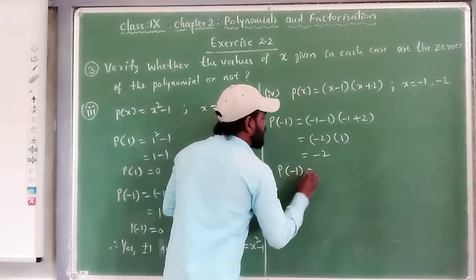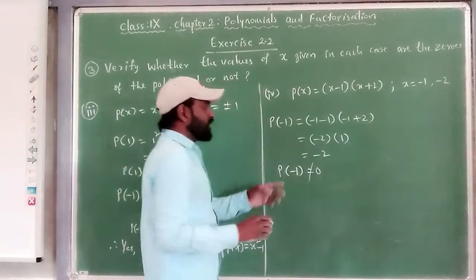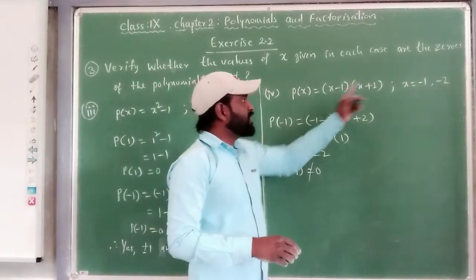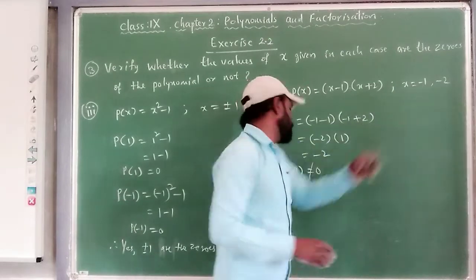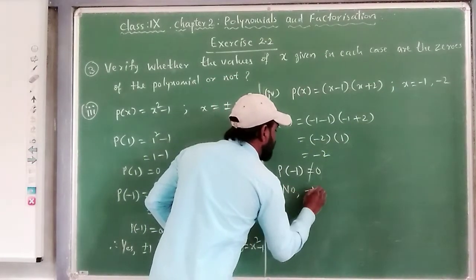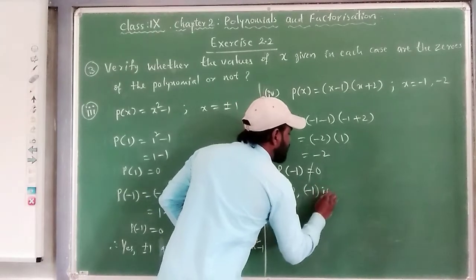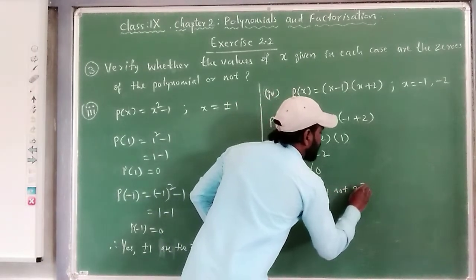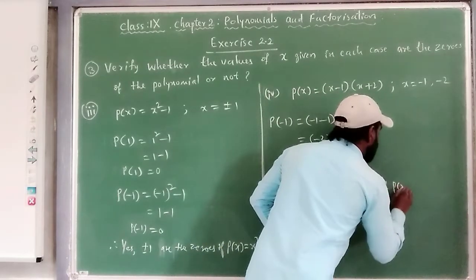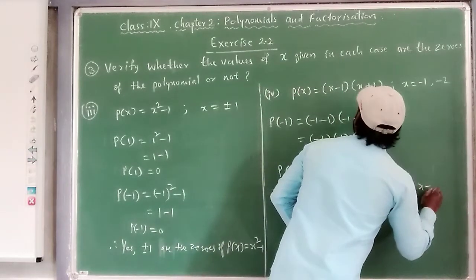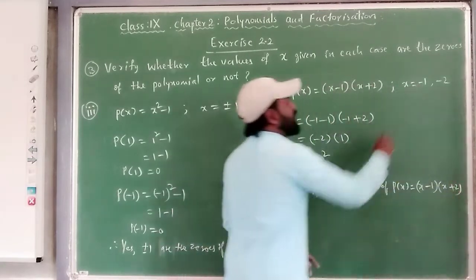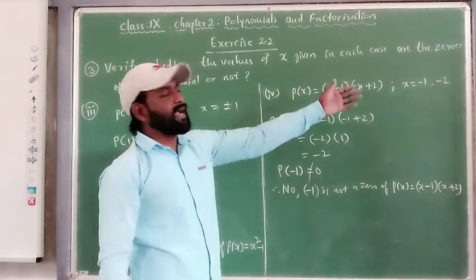So my P of minus 1 is not equal to 0. That means minus 1 is not a 0 of the polynomial P of x is equal to x minus 1 into x plus 2. Minus 1 has failed. Let us check with minus 2.